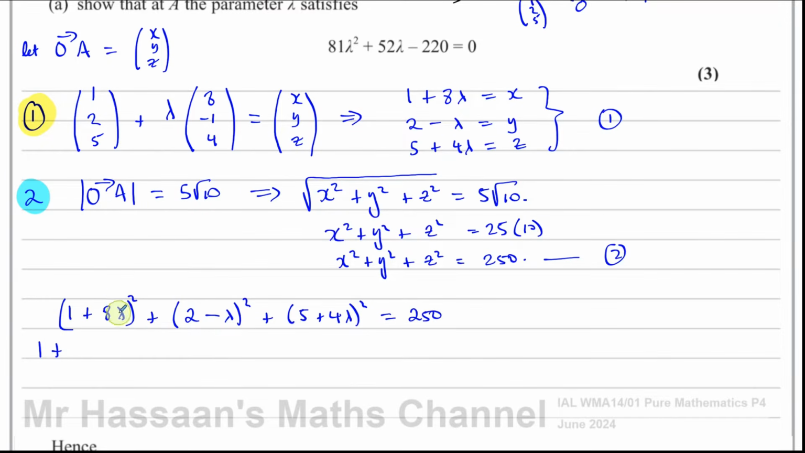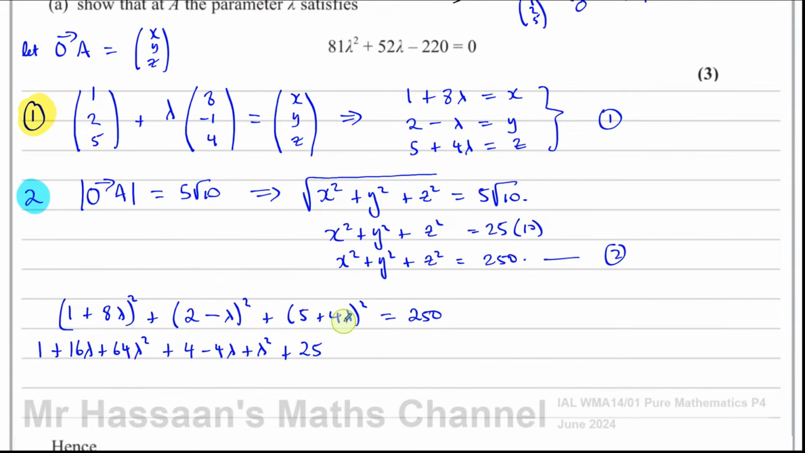That's going to be 8 lambda times 2, that's going to be 16 lambda, plus 8 lambda all squared is going to be 64 lambda squared. So that's expanded this one, plus 2 squared is 4. 2 times minus lambda doubled is minus 4 lambda, and minus lambda all squared is plus lambda squared. Plus 5 squared is 25.